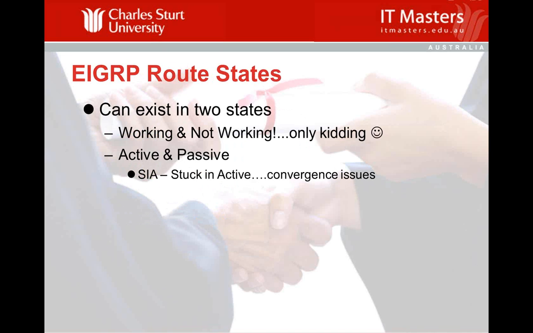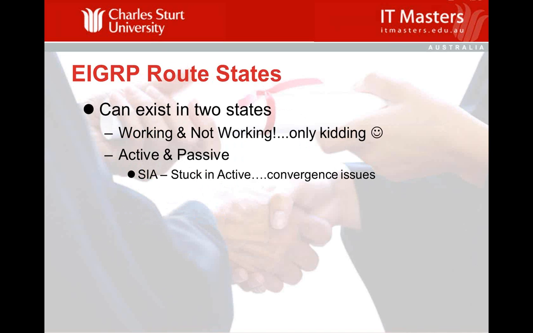If in your topology table there exists at least one feasible successor, then you should never see a route in an active state. Okay? Routes in your IGP will only ever be in an active state if it doesn't know where to go.